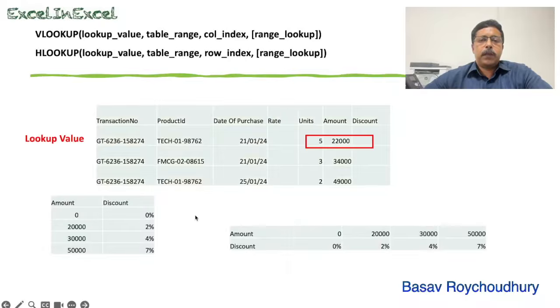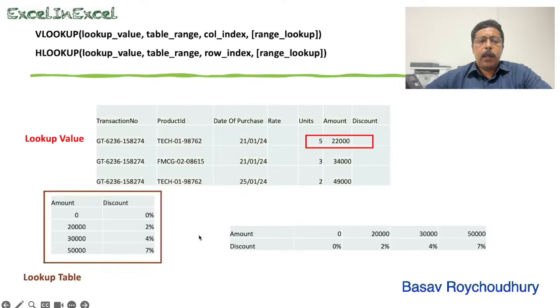So what we do is, again, this time our lookup value is this 22,000, right? Not the 5, sorry. The 5 came in this box, but it is 22,000. So I have this lookup value and I have the lookup table. But see the difference in the lookup table this time. What we have done in the lookup table is that we had put the values that I talked about. Between 0 and 20,000, it is 0%. Between 20,000 and 30,000, it is 2%. Between 30,000 and 50,000, it is 4%. And if it is 50,000 or beyond, it will be 7%.